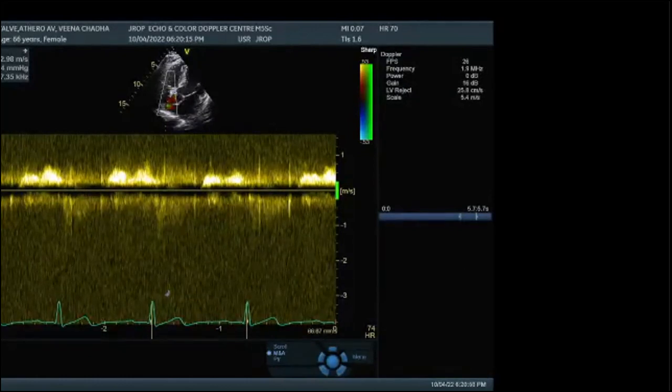So one is TR jet width, second is TR jet gradient. We put more emphasis on TR jet gradient rather than width. On the other hand, MR has got more value for MR width, what we call as vena contracta during systole. Any vena contracta more than 7 millimeter is considered as severe mitral regurgitation. We'll be coming to those topics one by one. Okay? Thank you, sir.